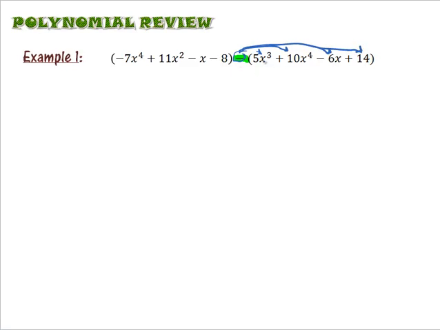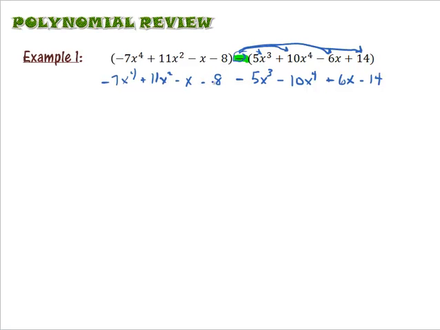So I'm going to take this -1 and multiply it by 5x cubed and get negative 5x cubed. -1 times 10x to the fourth is going to make it a minus 10x to the fourth. -1 times negative 6x makes it positive 6x or plus 6x. -1 times 14 makes it minus 14. Now I'm going to bring down the first polynomial, 7x to the fourth plus 11x squared minus x minus 8.